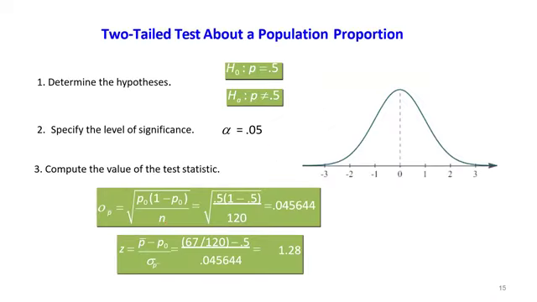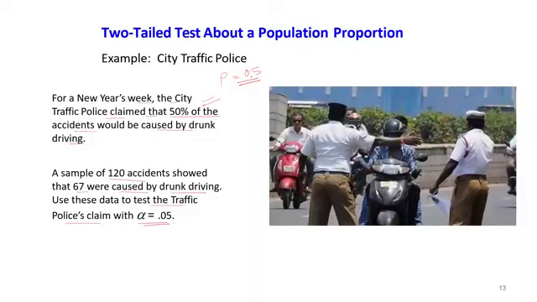Now we'll go with the p-value. Firstly, we will determine the hypothesis, whether the claim is true or not true. Here we are just checking whether the claim is true or not true, so we'll go with the two-tailed test. If you explicitly have to prove that accidents are less than 0.5, then you perform the lower tail. If you have to prove that accidents are greater than 0.5, then you perform the upper tail.